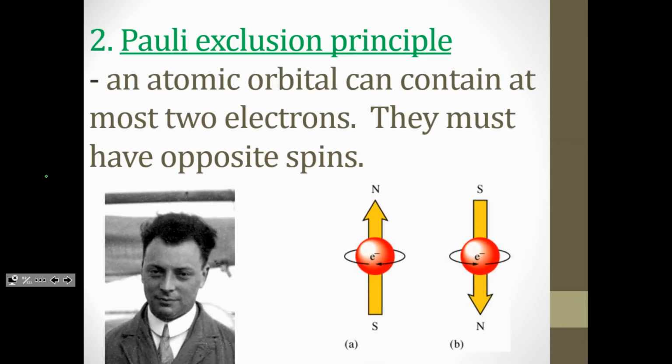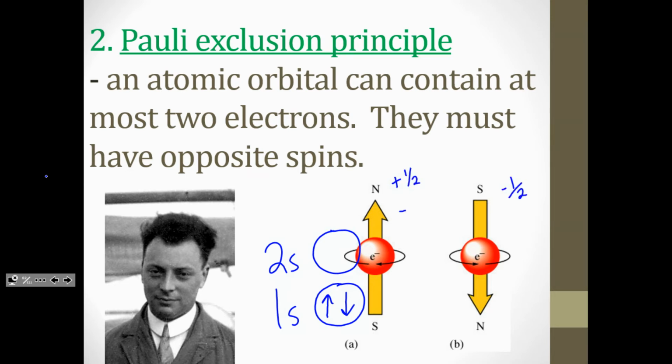Rule number 2, Pauli exclusion principle. An atomic orbital can contain at most 2 electrons. They must have opposite spins. When we cover orbital diagrams in the next video, you're going to see 1s, which would be the first energy level in a spherical shape, and you're going to see a little bubble or a line. This represents an atomic orbital. You'll see 2s, and it has an orbital. It can contain 2 electrons, and they must have opposite spins. That's why I'm drawing an up arrow and a down arrow. Usually the spins have a value of plus 1/2 and minus 1/2.